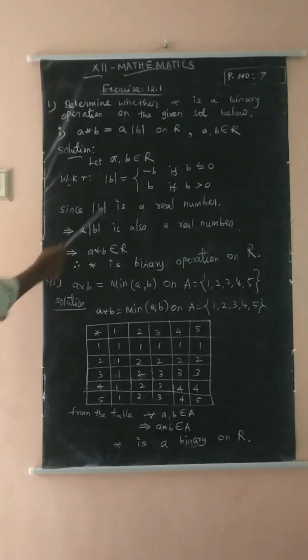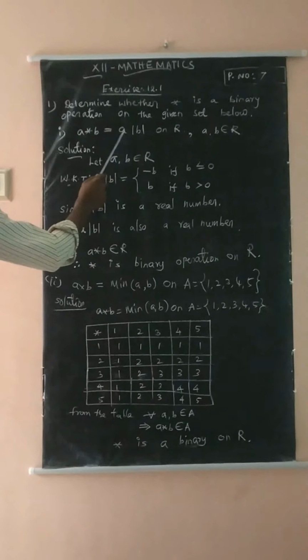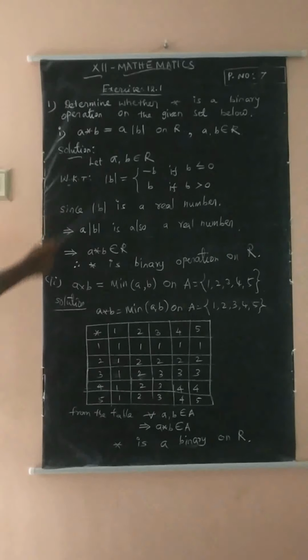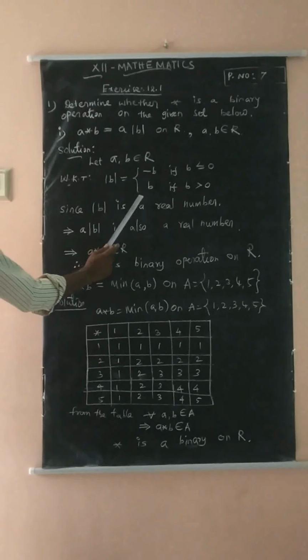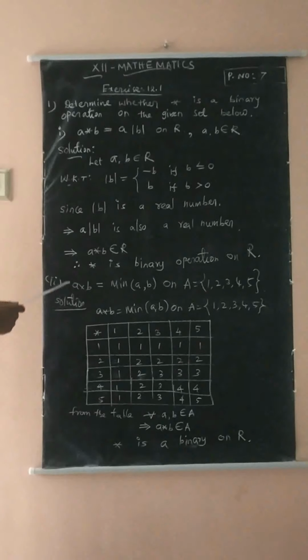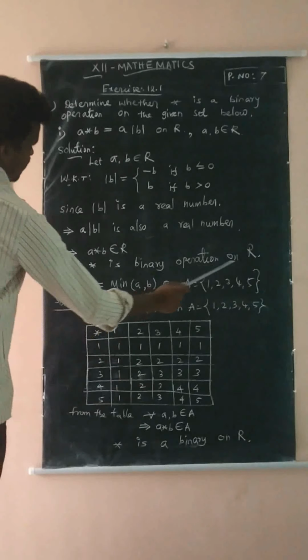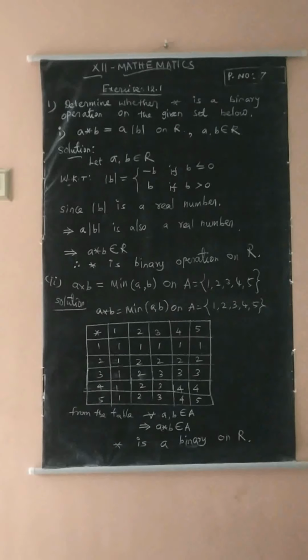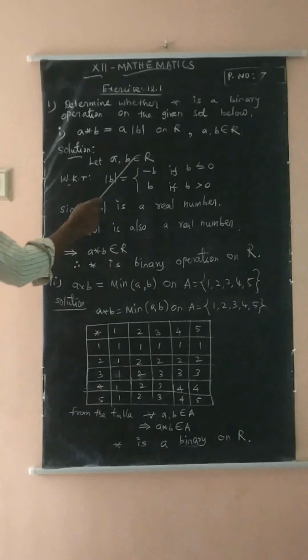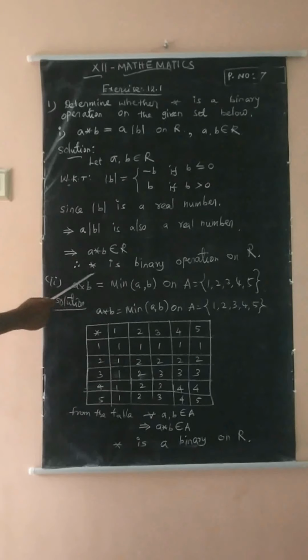So the term A into modulus of B is equal to A star B. A star B belongs to the real numbers. So star is a binary operation on R, the set of all real numbers. This is the definition of a binary operation. Next, second subdivision: A star B.